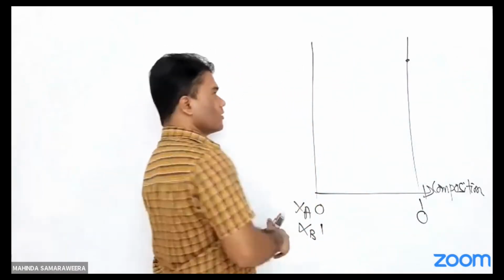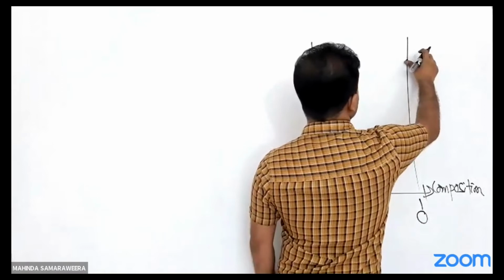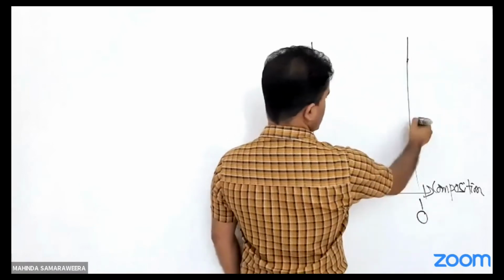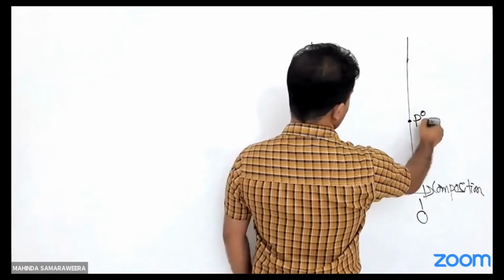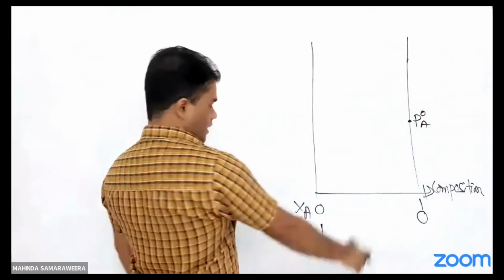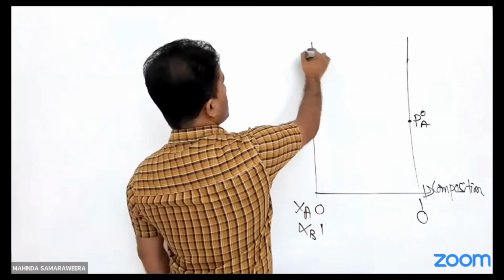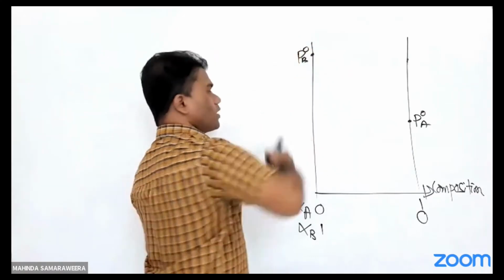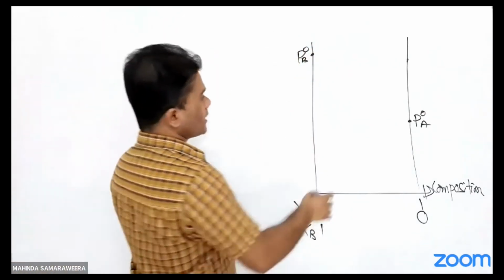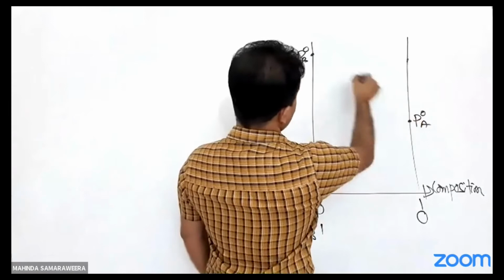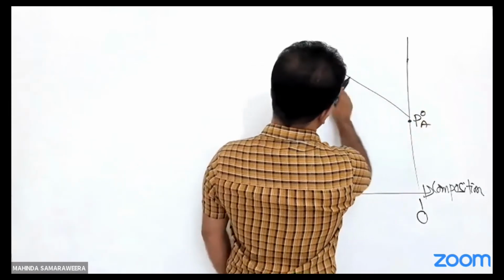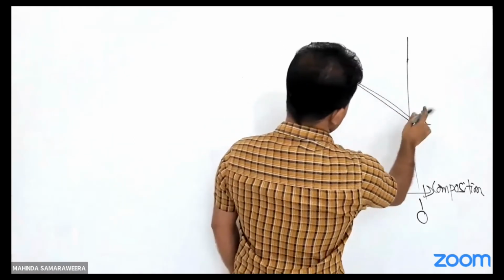If I use the previous one, I got P naught A smaller than P naught B. Then I take P naught A somewhere here. This is P naught A. Xb equals 1, that is where we got P naught B, greater than P naught A. Then there is a straight line here in the graph, like this. It's also a straight line here.